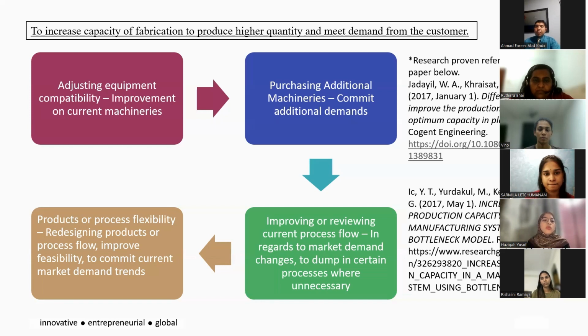And then we can improve or review our current process flow. In regard to market demand changes, we can try to remove certain processes that are unnecessary. Last, we can improve product or process flexibility. It means we can redesign our current products or process flow in order to improve our feasibility to commit to current market demand trends. Next.